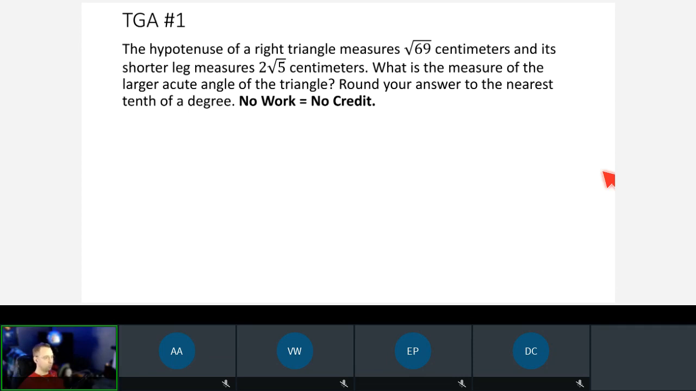Definition. What is an acute angle? I said it once during one of the lessons. What is an acute angle? Think back to geometry. An angle less than 90 degrees. Yes. So in a right triangle, not counting the right angle, are both angles acute angles?